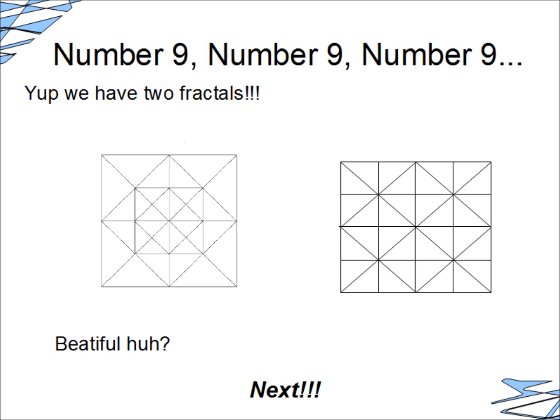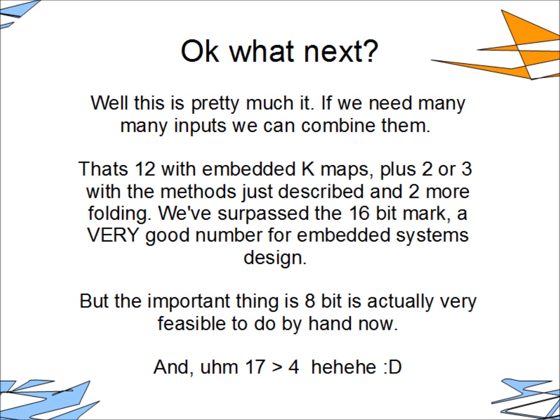So, what next? Well, that's pretty much it. But let's go back a little bit. We have 12 by embedding Karnaugh maps, plus 2 or 3 with the methods we just described, plus 2 folding. We've surpassed the 16-bit mark. A very good number for embedded systems design. And the important thing is 8-bit is actually very feasible. It's actually pleasant to look at. And 17 is a lot greater than the 4 that we're usually taught, right?